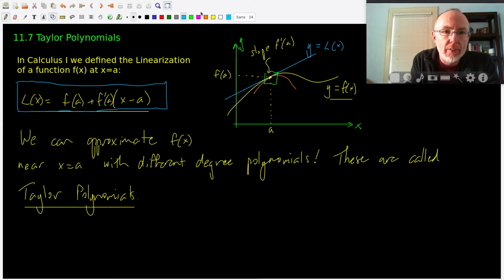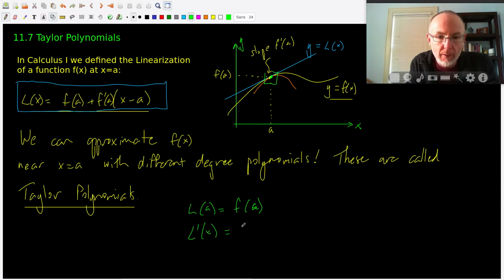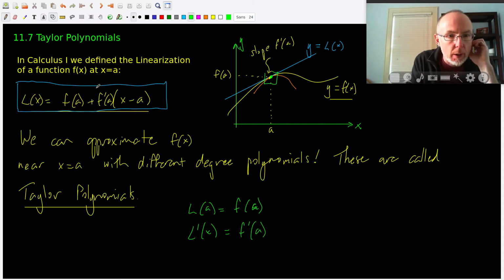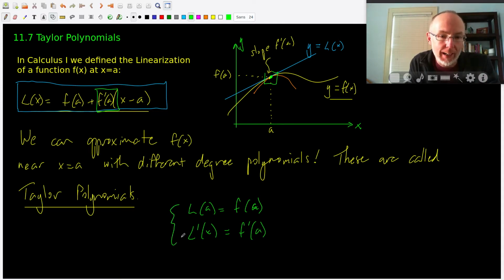So our linearization was selected precisely because the value of the linearization at the point a is f of a. Think about plugging that in here. This is just f of a. In other words, it passes through this y value. And the derivative of L at the point a is equal to f prime. So think about differentiating this. You get a constant, and that constant is that slope. So I chose this function L, so it was a linear function that obeyed those two properties. So what I'm going to do is generalize that idea.